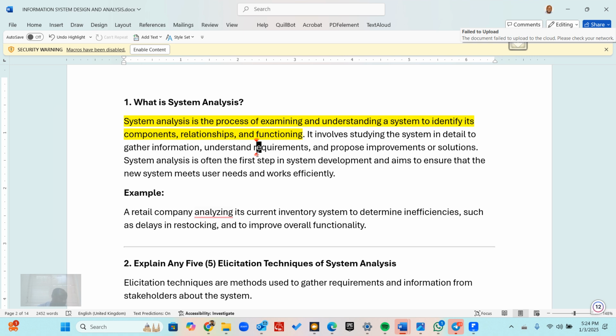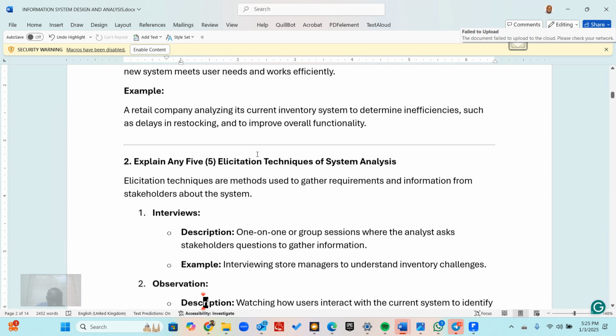works efficiently. So an example here is a retail company analyzing its current inventory system to determine inefficiencies such as delays in restocking and to improve its overall functionality. So this is an example of system analysis. So we'll move on to the next one.